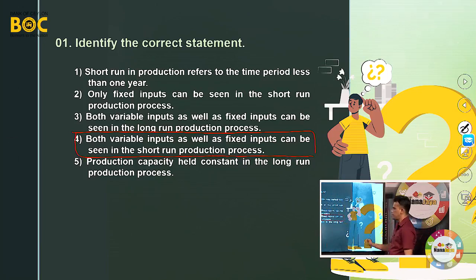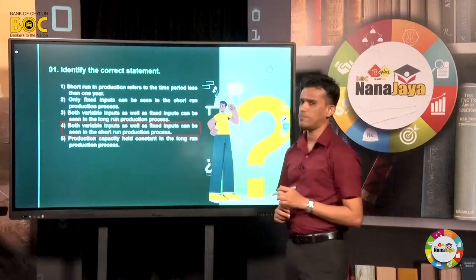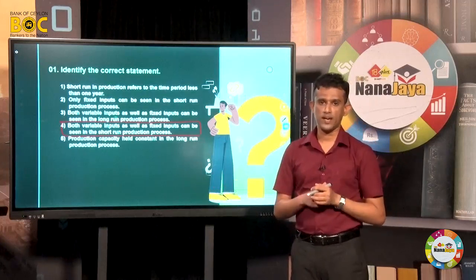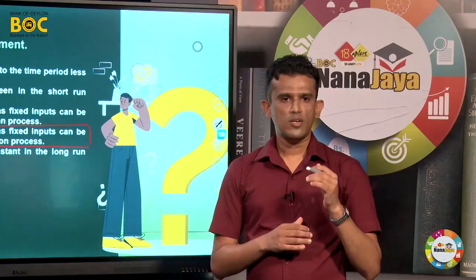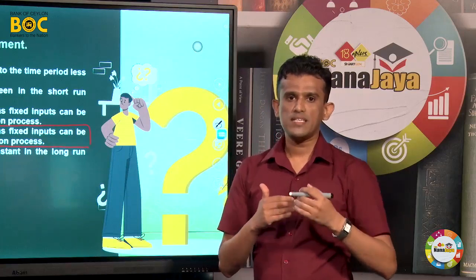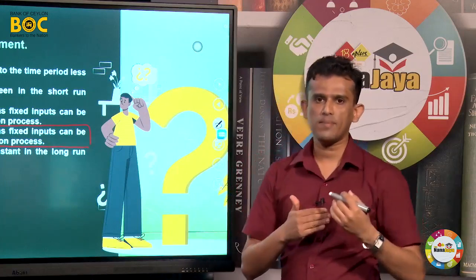We will read the fifth answer as well. Production capacity held constant in the long run production process. That's not a correct statement. It is a wrong statement. Why? In the long run production process, the production capacity is increased.